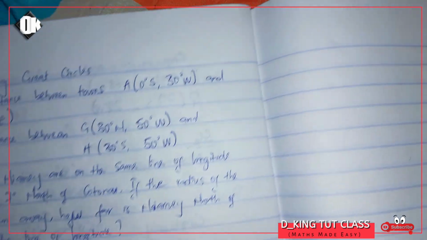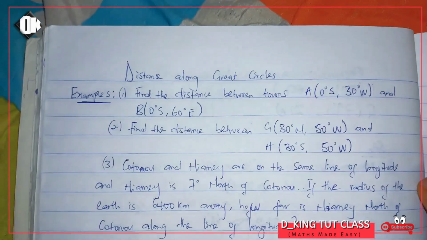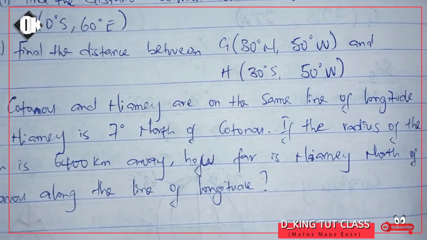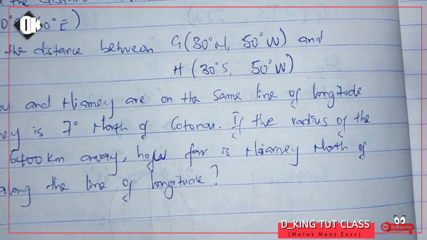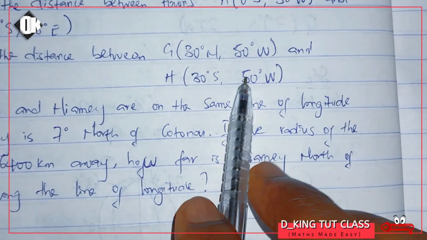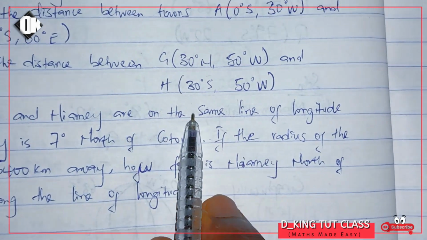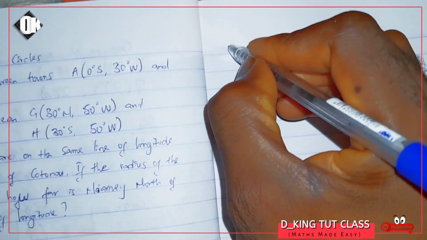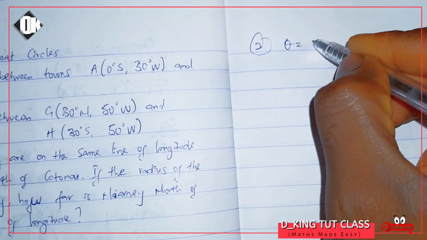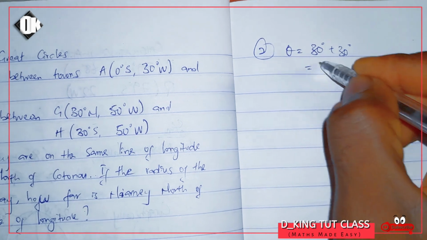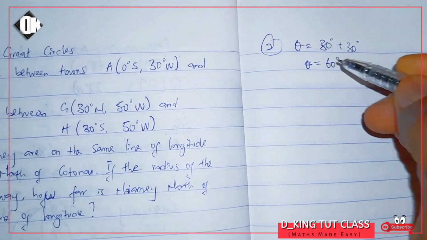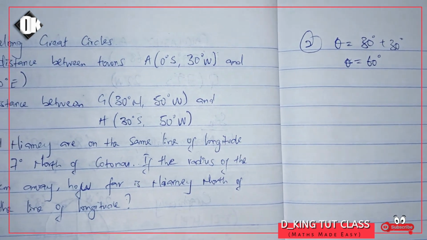Now for question number 2, what do we have? We said find the distance between G and H, where I have this as 30 degrees north, 30 degrees south, 50 degrees west, 50 degrees west. So I'm going to add here also. So number 2, my theta value becomes 30 plus 30, and that's 60 degrees.